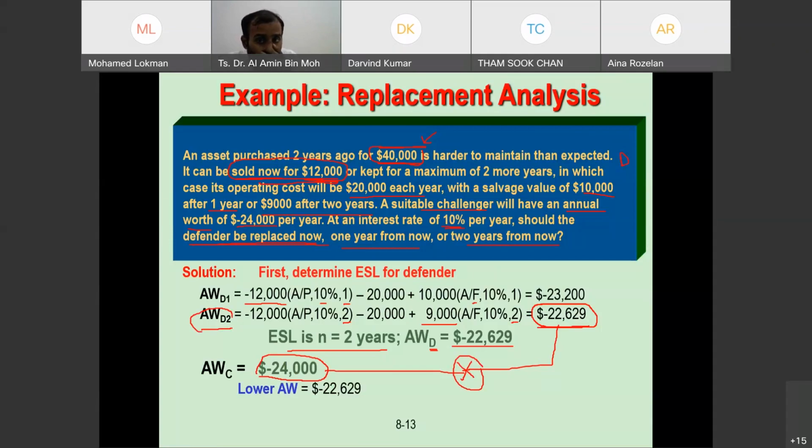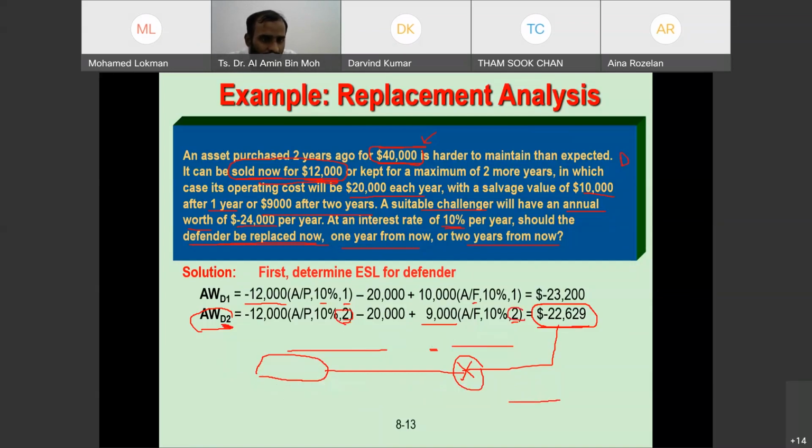So what we are going to do? Which one is the best? Replace defender in 2 years, because this is for AW defender and we are using N as 2, right? So this is the lowest. So after 2 years, there is a note previously, if you still remember.